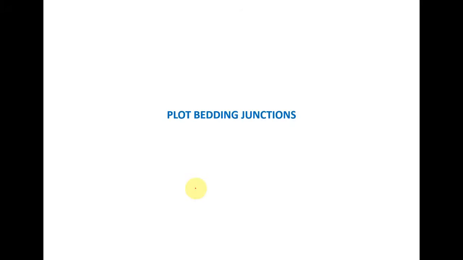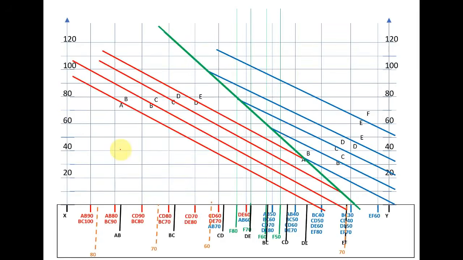The next is that we need to plot the limit of the bedding junctions. What we mean by the limit of the bedding junction is that this bedding junction AB will go and rest on this line AB. This is the limit of this bedding junction. BC will go and rest on BC, CD here, DE here. Now this BC would go and rest on the rock on the other side of the fault line here, right? CD, this one here, DE and EF finally.